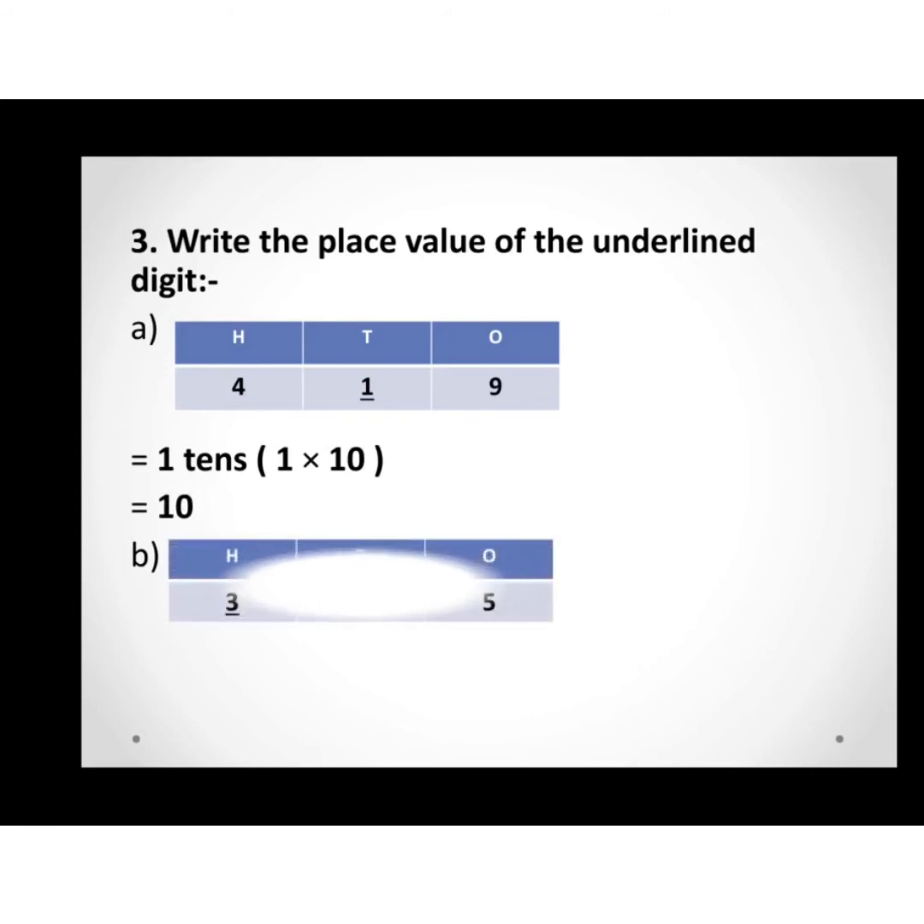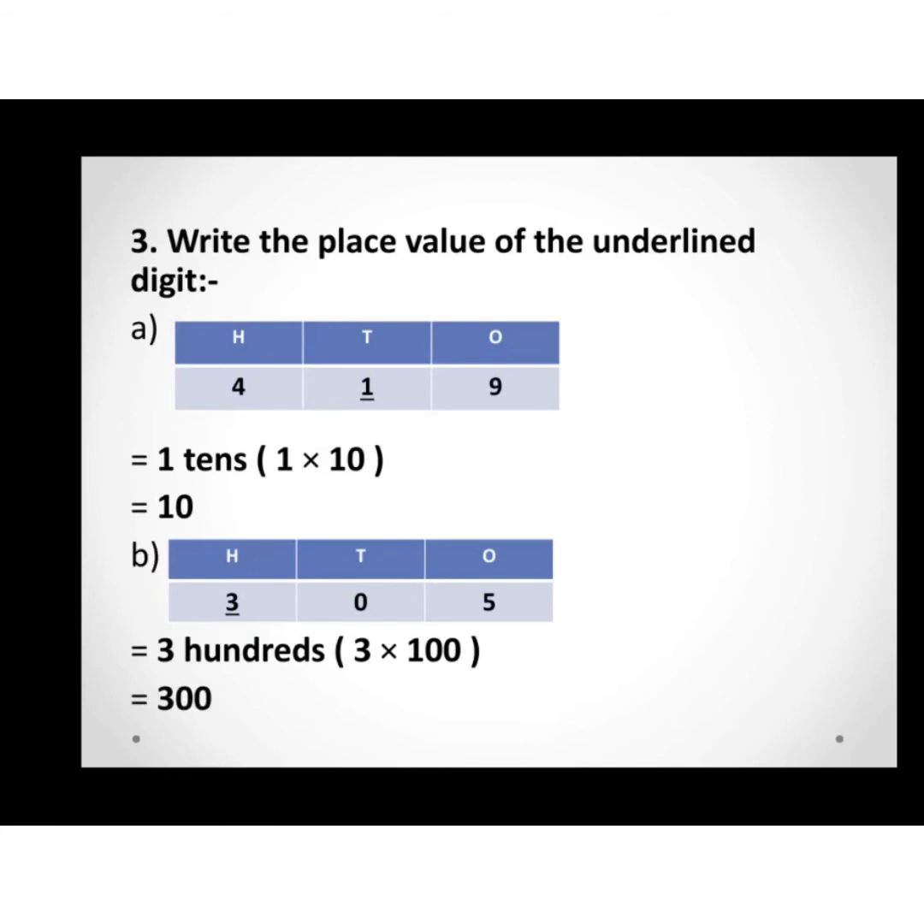Second one, 305. Here we have to find out the place value of digit 3. 3 is in hundreds place. So, place value of 3 is 300. That means 3 multiplied by 100 is equal to 300.